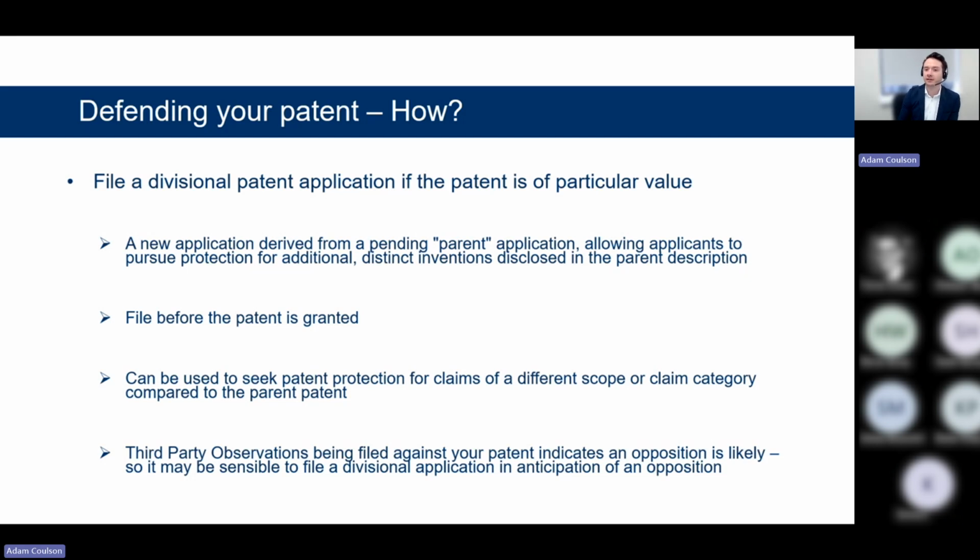It is possible to file third-party observations against a patent application before it is granted. If third-party observations are filed against your patent application, then this is a good indication that the patent application is of particular interest to a third party, and so may indicate that it is likely that an opposition will then be filed. This could indicate, again, that it's a sensible decision to file a divisional application before the parent application is granted.